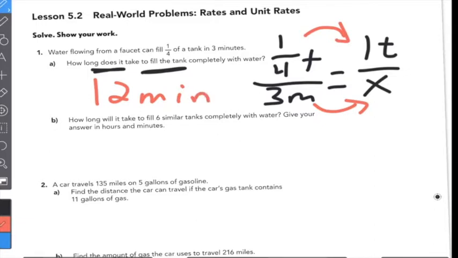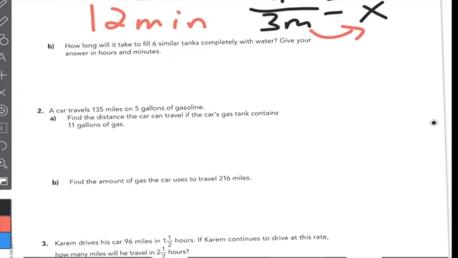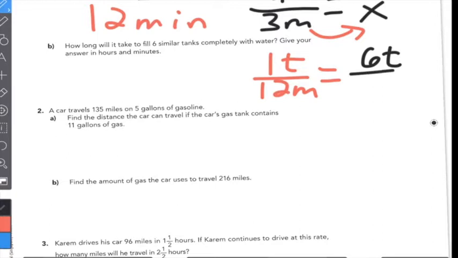How long will it take then to fill 6 similar tanks? Well, same thing. Let me just move this up. We have a rate now, and our rate is 1 tank, and it takes 12 minutes. That's going to equal 6 tanks over x, which is how many minutes? I don't know how many minutes. So what we're going to do is multiply by 6. So you multiply the 12 by 6 and you get 72 minutes.